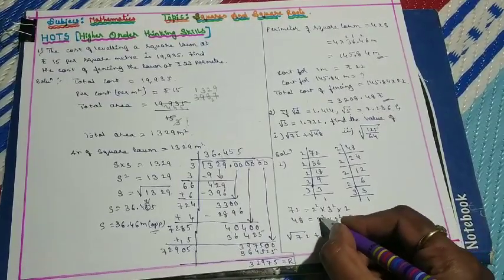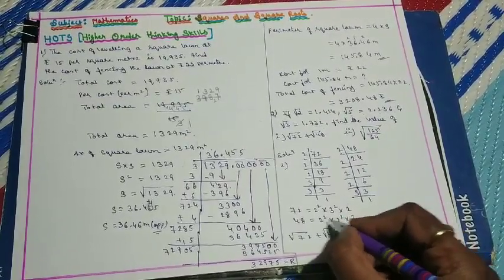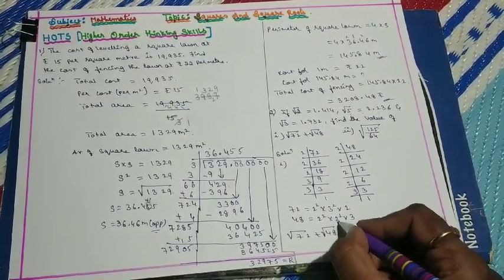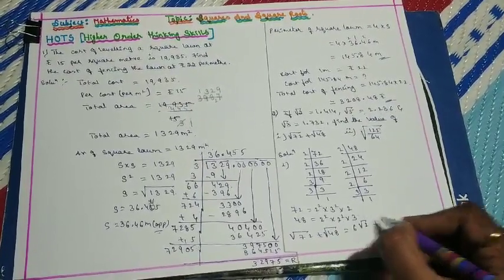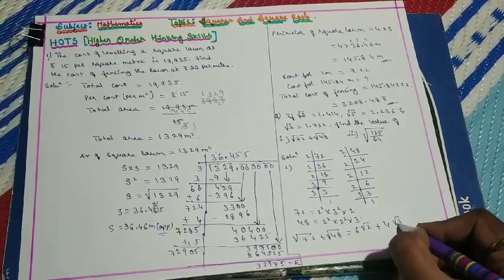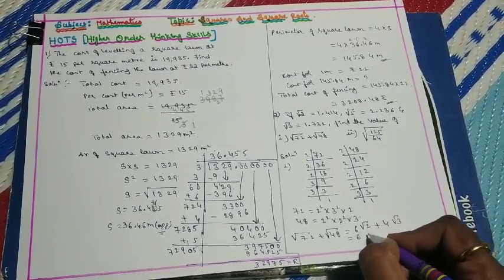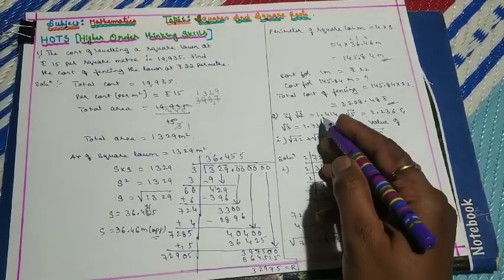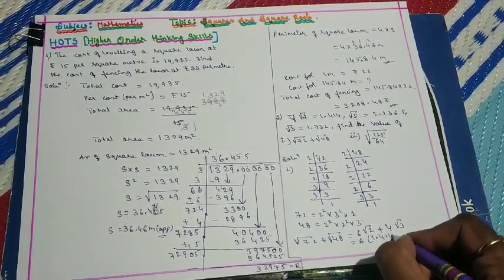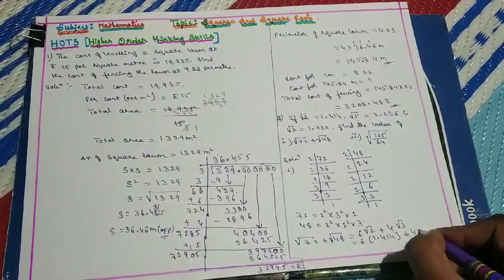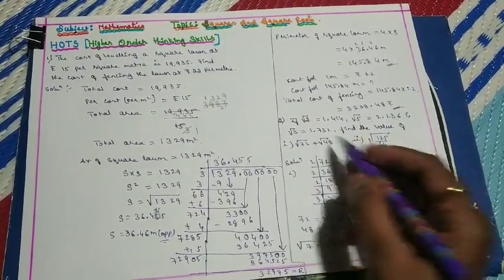Plus, even for the 48, both have squares, so they come outside and act as 2 2s are 4, and this doesn't have a pair, so it lies under the square root. And remember, the root 2 value is given, no need to find it, it's already given in the question, that is 1.414, plus 4 into root 3 is also given.